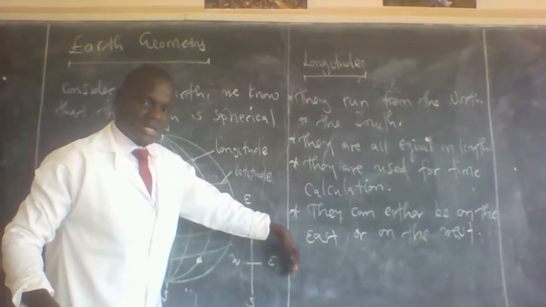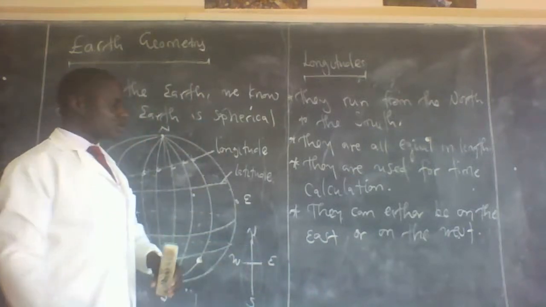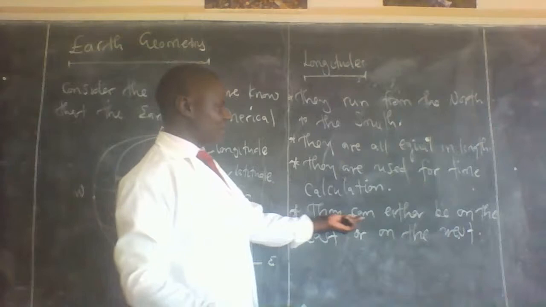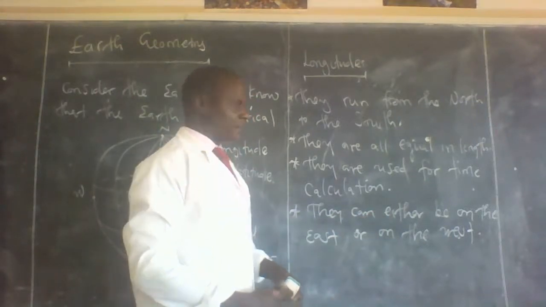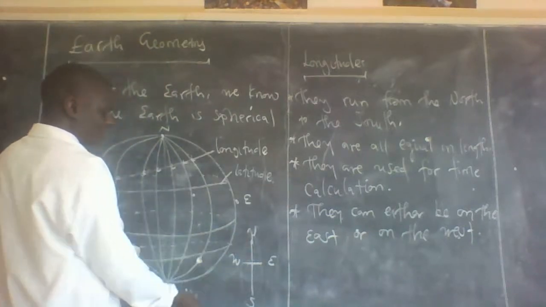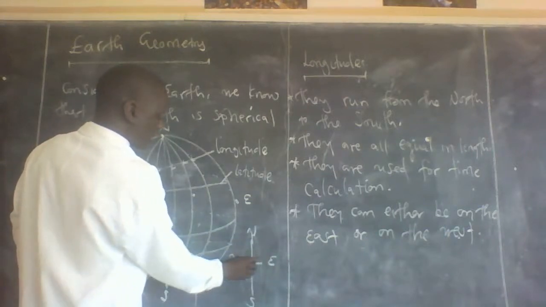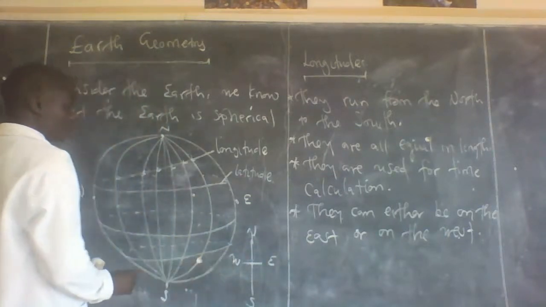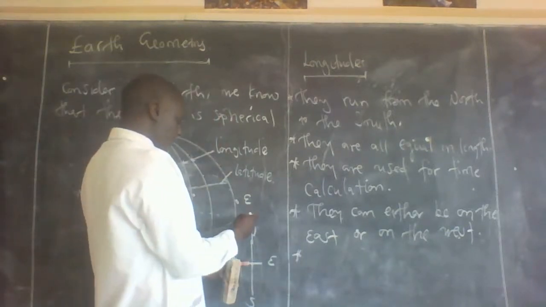We have some lines on the east, others are on the west. So because of that, we are saying they can either be on the east or they can be on the west. Now, basing on that direction, from this point going to the east, what happens? And from this point going to the west, what happens?